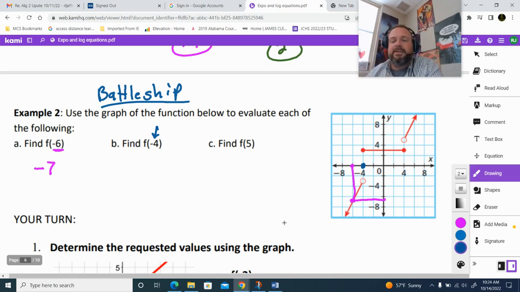Okay. So we go up. Now this number happens to be between 2 and 4. I wonder what number is between 2 and 4. 3.